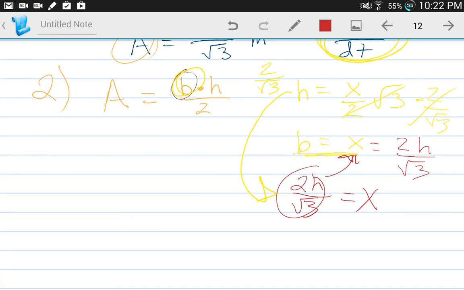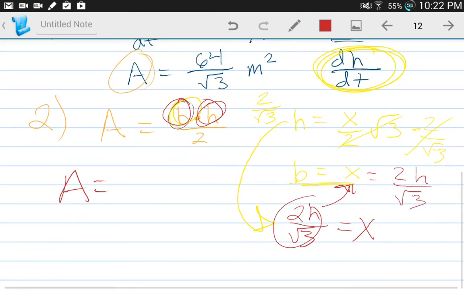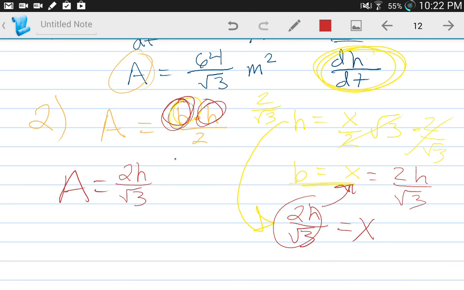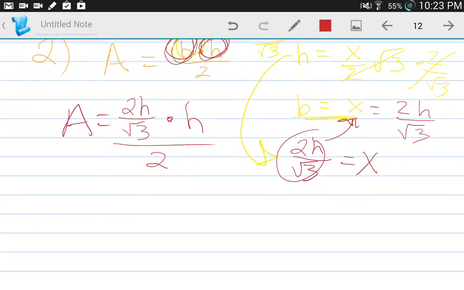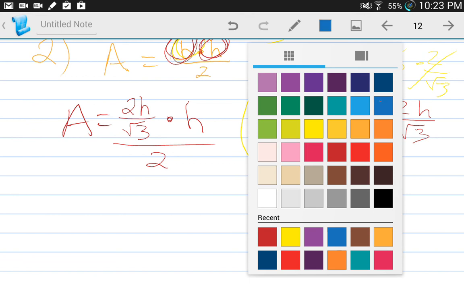This is a really confusing question because you don't want to have two terms here that we don't know. We want to get them both to be h since we were eventually solving for dh over dt. So we change this b to be 2h over radical 3, and then we're going to leave the h the same because that's what we wanted, over 2. Okay, so that's my new equation.